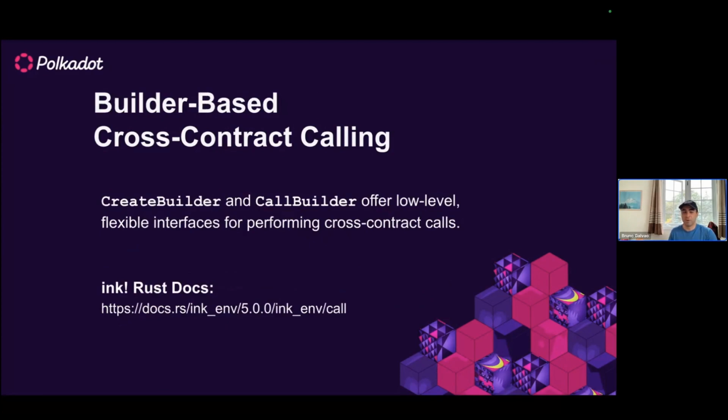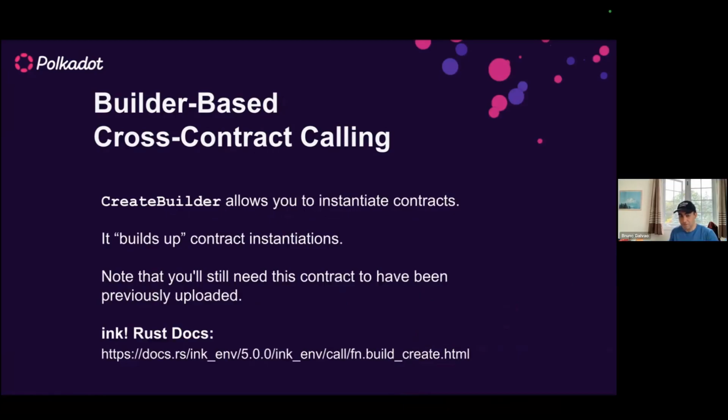So the builder-based approach, there's create builder and there's call builder. They offer low-level flexible interfaces for performing cross-contract calls. So as far as create builder, it allows you to instantiate a contract. And the reason it's builder is because you can build up that instantiation. We're going to see the code, but note that that contract still has to be previously uploaded. It has to be on the chain, right? It has to be already on the chain so that we can use create builder to instantiate it.